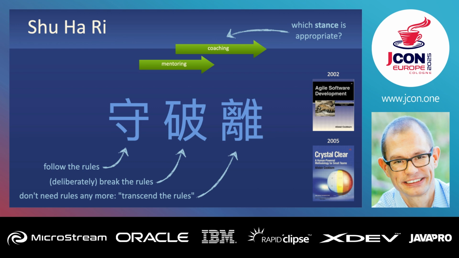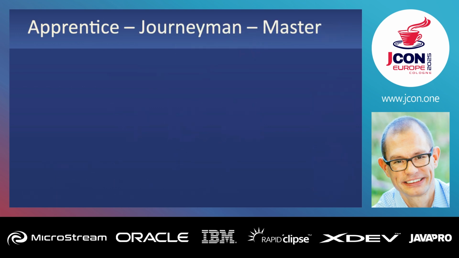The people in the Shu stage, they need training. They need to learn the basics. Otherwise, they are lost. So as a technical coach, as a coach in general, you have to be aware which stance is appropriate for each person. Which training do they need? And this is another model in software development, which you know.